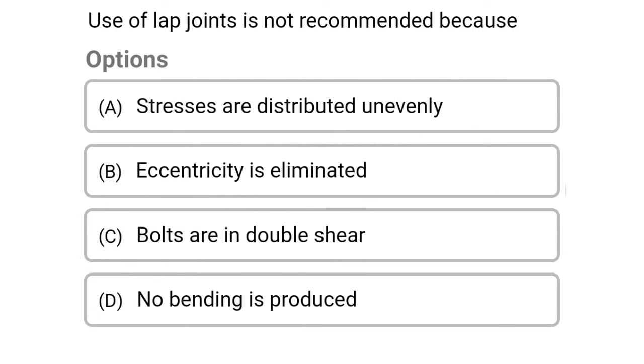Next question, use of lap joints is not recommended because option A stresses are distributed unevenly, option B eccentricity is eliminated, option C bolt in double shear, option D no binding is produced. So the correct answer is option A stresses are distributed unevenly.